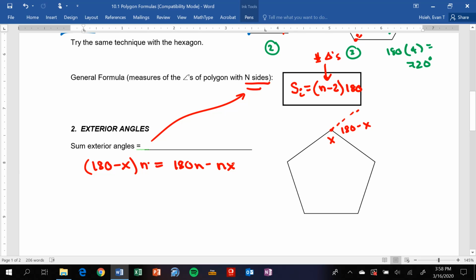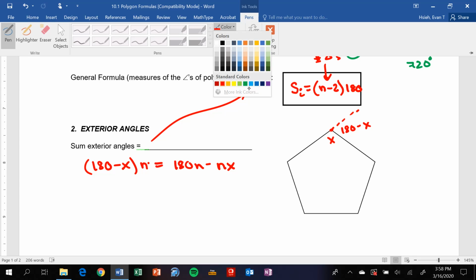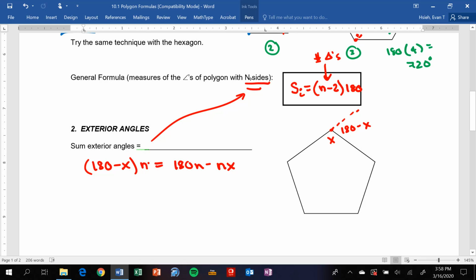Now, if I take the sum of all the interior angles, this is x here. Let's assume this is a regular figure here. So it's going to be n times x is the sum of the interior angles. So it's going to be n minus 2 times 180. That's the formula that we just did up here.